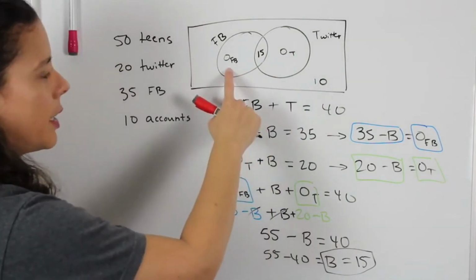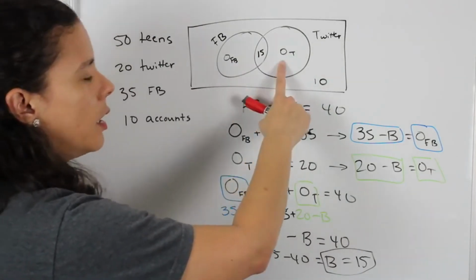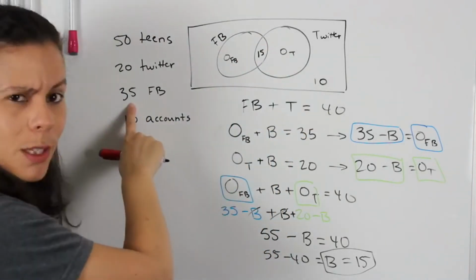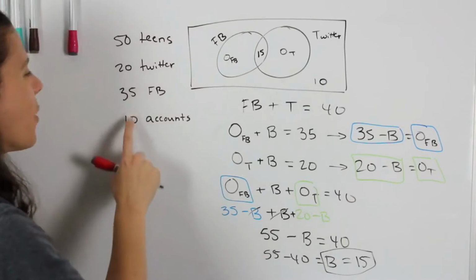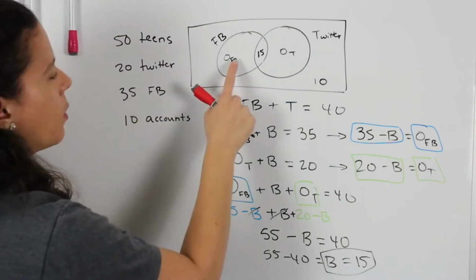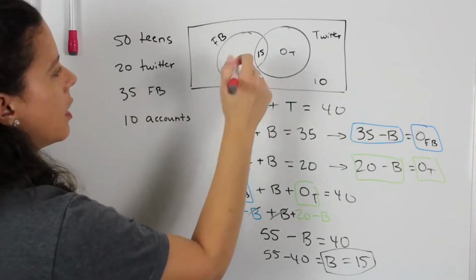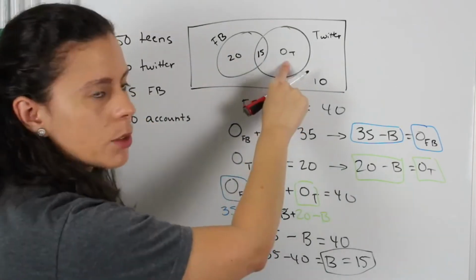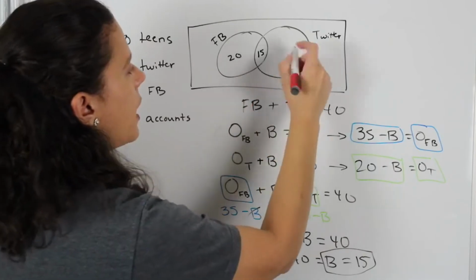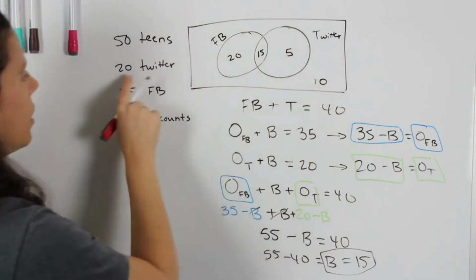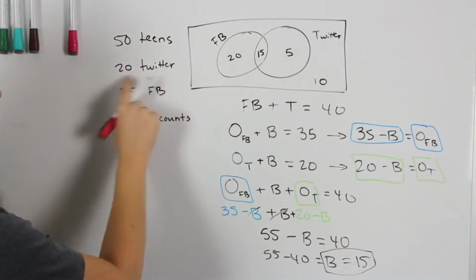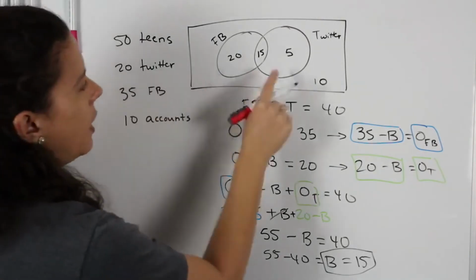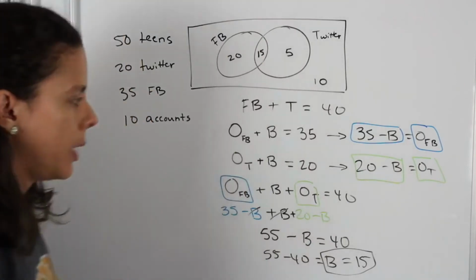Now we got to find out how many are only Facebook and only Twitter. Well, we know that 35 of them own a Facebook account, right? That means that the ones that have only Facebook is 20. 20 plus 15 is 35, right? And those who have only a Twitter account, it's going to be only 5, because we know that 20 students, I guess, or teens have Twitter accounts, so 15 plus 5 is going to be 20.